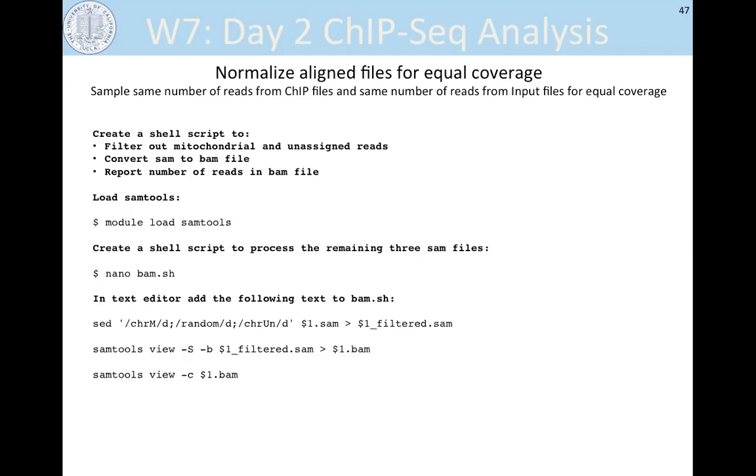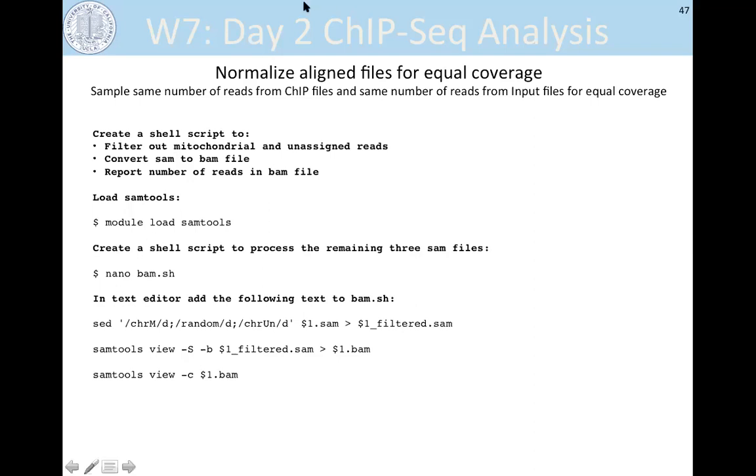to have equal sequence depth, equal genome coverage. Otherwise, you can imagine if you have twice as many mapped reads for one, the peaks could be twice as high, and it looks like there's increased enrichment for binding in that sample.